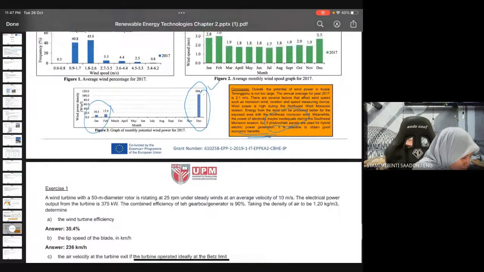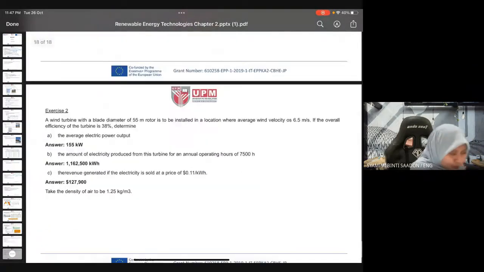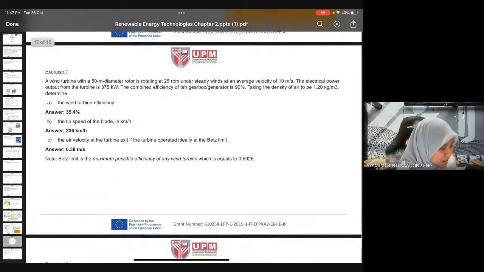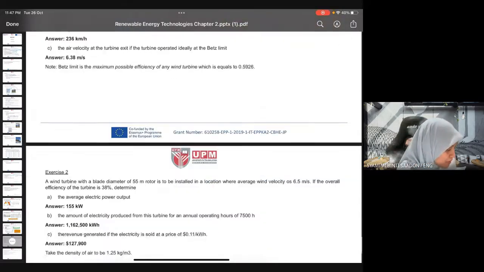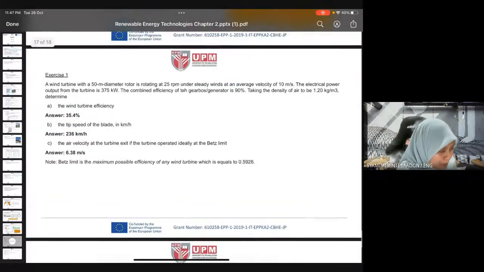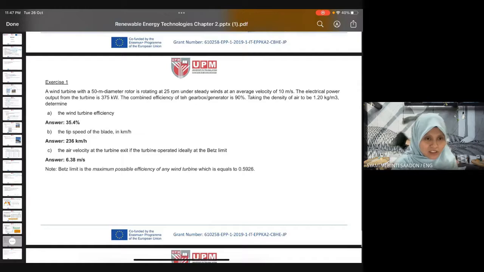Okay. So I have two examples of exercise here, but maybe I'm just going to explain exercise one. I already give answers here. So you can try out by yourself, but maybe I show a bit on exercise one. So we look at exercise one. I hope that you try to do it by yourself also.